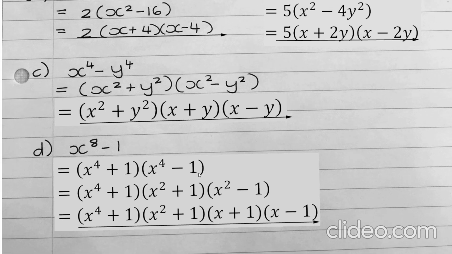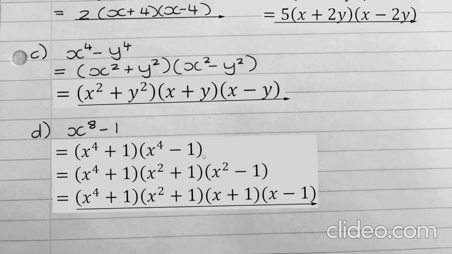And then D is even worse than that. So D, you've got difference of two squares over and over and over again. So the first time, you probably all got this part right. 1 is a perfect square, right? 1 times 1 is 1. X to the power of 8 square rooted is x to the power of 4. So that goes in my first term. The square root of 1 is 1. The one bracket's positive, the other one is negative.